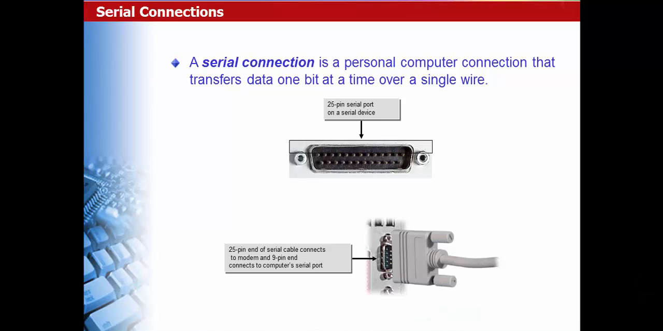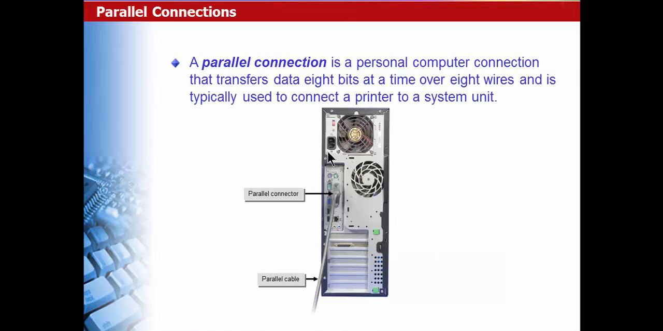And also we have various serial connection ports, which is a personal computer connection that transfers data one bit at a time over a single wire. This is an example of a serial connection here. Next we have parallel connections. Parallel connections differ from a serial connection in that they transfer 8 bits at a time over 8 wires. The data is sent in parallel, which is faster when compared to the serial connection.